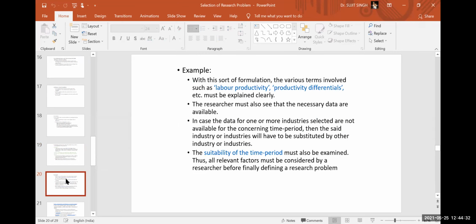So with this sort of formulation, the various terms involved, such as labor productivity, productivity differentials, etc., may be explained clearly. You have to clearly explain the meaning of labor productivity when you are going to write a problem statement in that proposal. You have to mention it clearly.